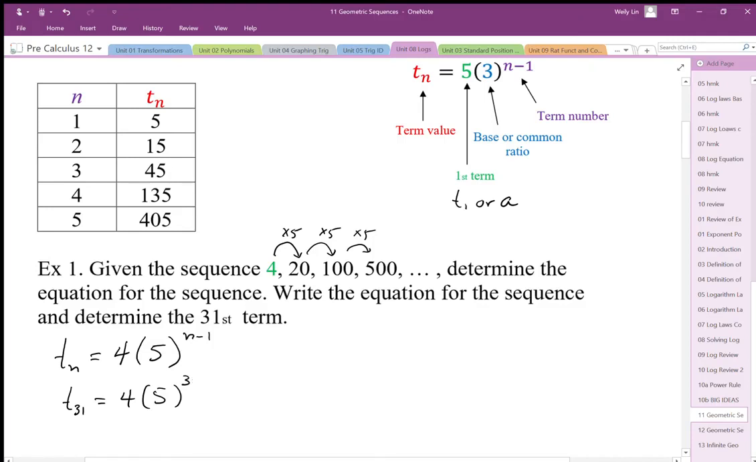Okay, so maybe I'll just write this with the formula: 4 times 5 to the 31 minus 1. Okay, so that's going to be to the power 30. This is going to be a really, really big number. I don't think it actually asks you to calculate it, but this number is going to be really, really big. Okay, so if I work out this number, the digits don't even fit on my calculator. This is approximately 3.72 times 10 to the 21. So there's 22 digits to this number.